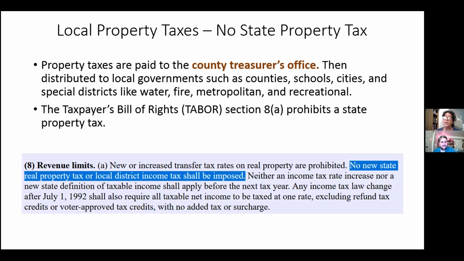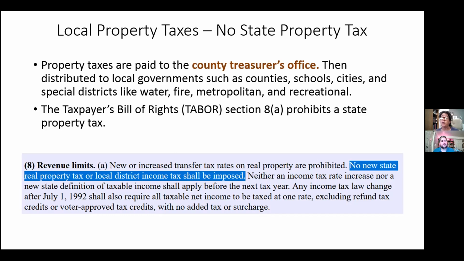And what's notable there is you are paying property taxes to local districts. That includes counties, schools, cities, special districts. There's water, fire, metropolitan, recreational. In Colorado, we have just under 3,000 local governments. So it's quite a long list. But what I wanted to point out here also is that we do not pay a state property tax.